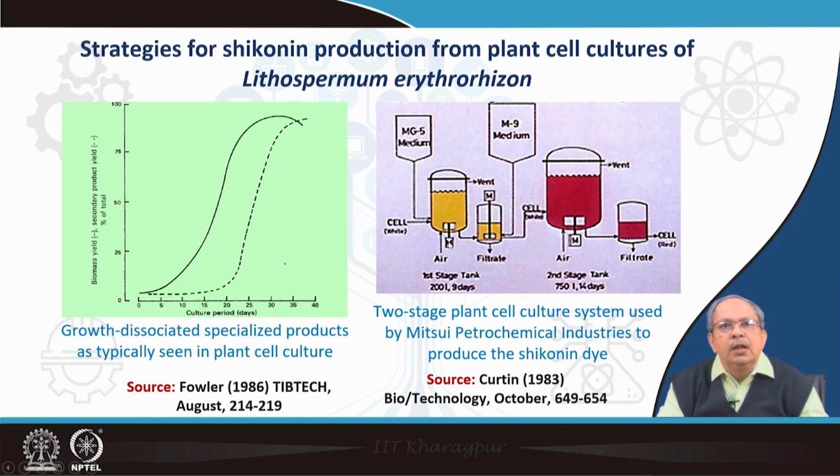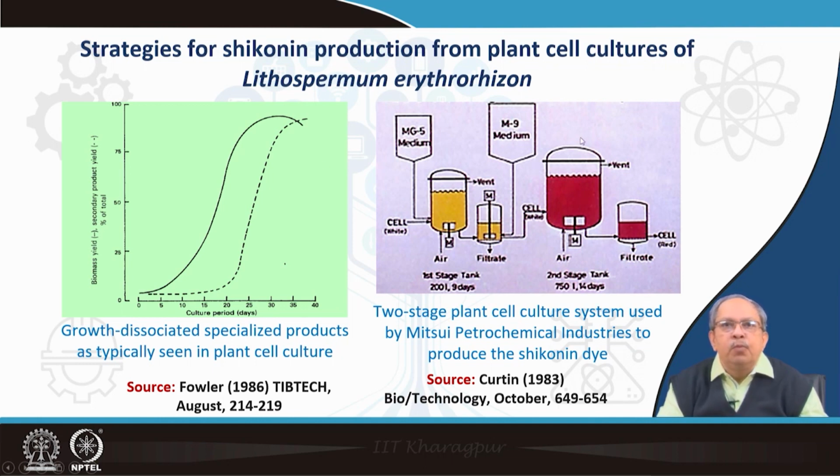Based on this graph, what you see here is nothing but a schematic diagram of industrial scale production of shikonin. There are two tanks, one of 200 liters and one of around 750 liters. The first one is for growing the plant cells in a particular medium. In that medium the plant cells grow very fast, and once grown, the medium is removed and the cells are transferred to another chamber where they are grown in another medium called M9 medium. The first one is the growth medium and the second one is the productivity medium.